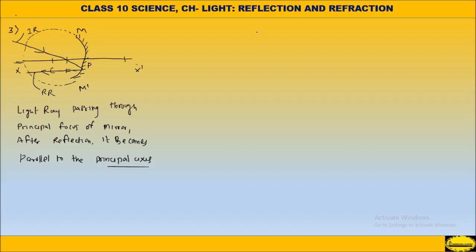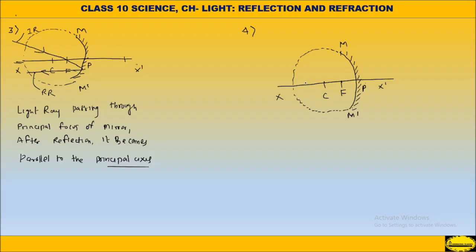Moving further, for the fourth rule, we need to draw the basic ray diagram. Draw the concave mirror. The bent out surface is the non-reflecting surface, and the bent in surface is the reflecting surface for a concave mirror. Extend the part into a sphere. Center of curvature, pole, principal focus, X dash the principal axis, M dash the mirror.